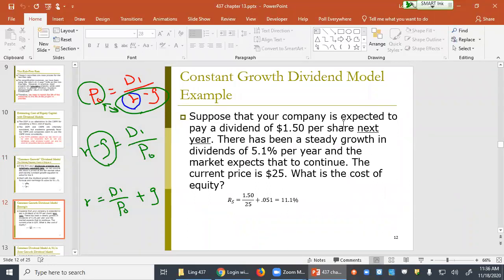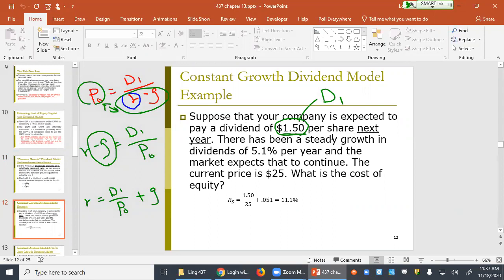Suppose that your company is expected to pay a dividend of $1.50 per share next year. In this demonstration, this is an easier one. Read the question carefully. This is the dividend for the next year, so that means this is our D1. Sometimes you may be given D0, other times you may be given D1 directly. So read the question carefully.